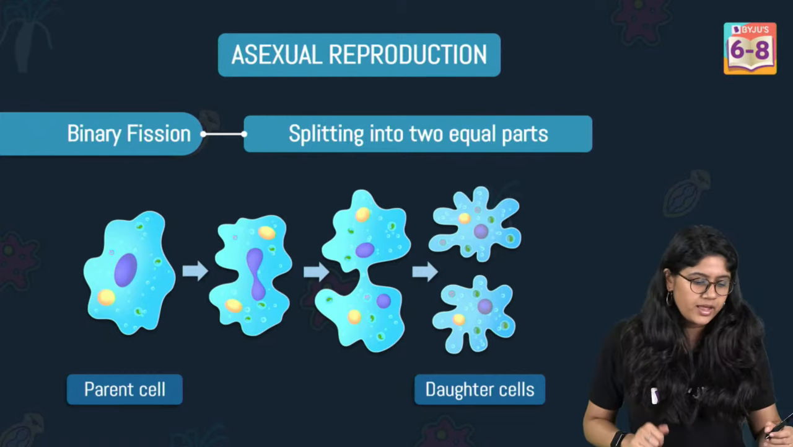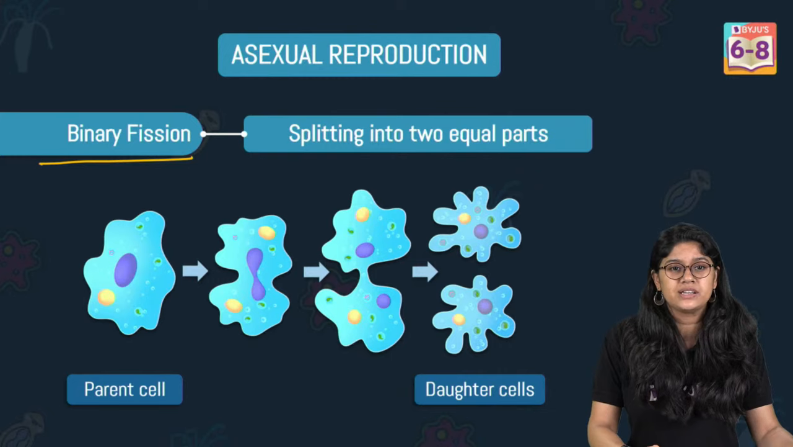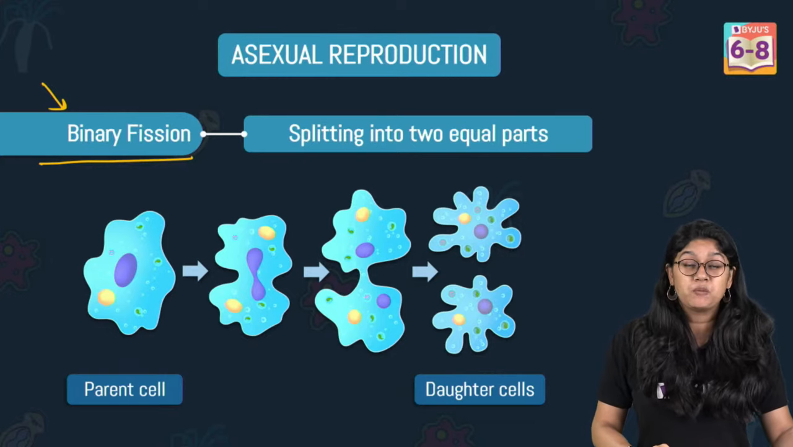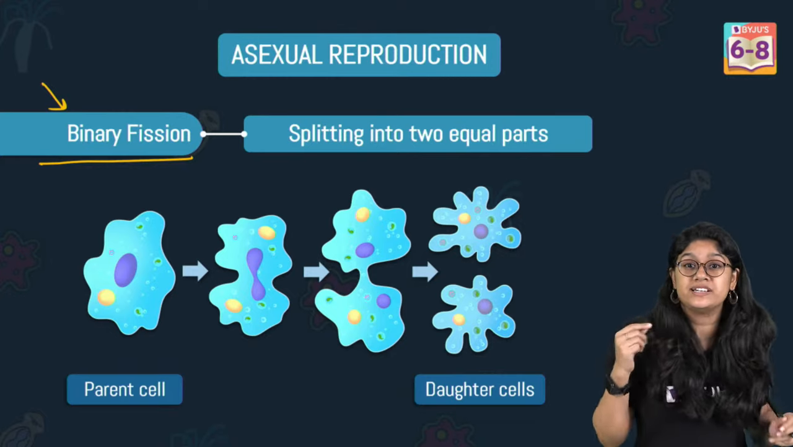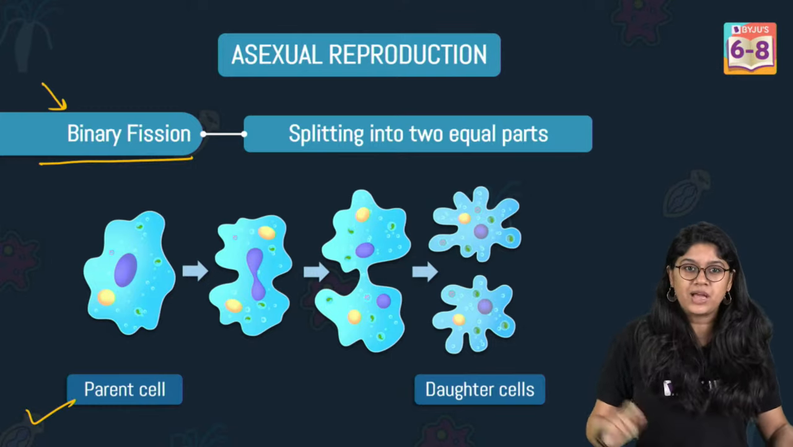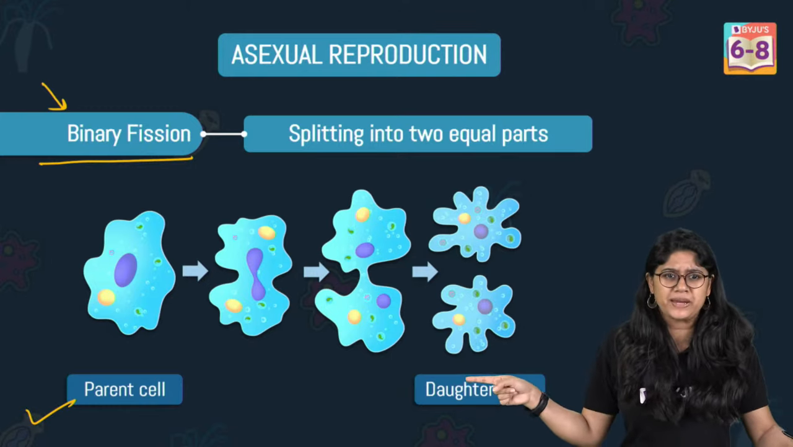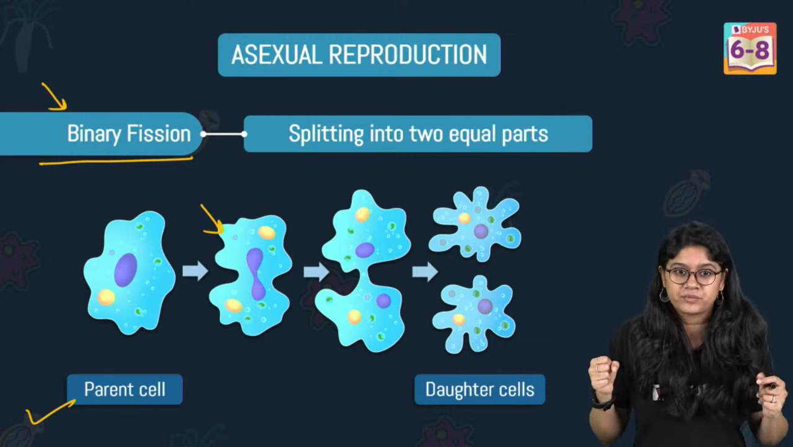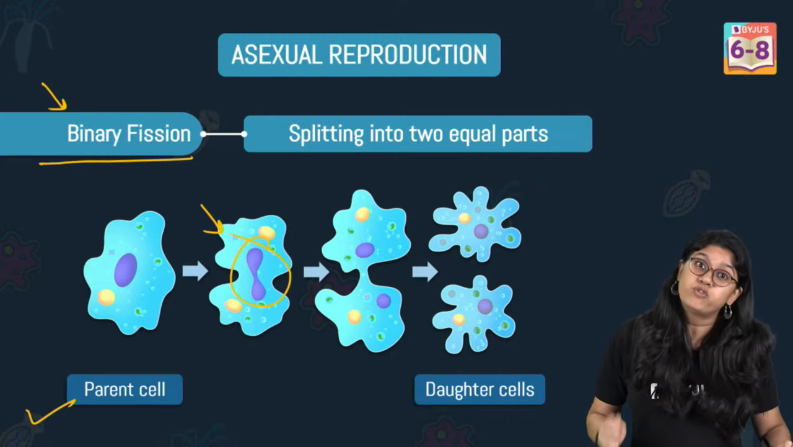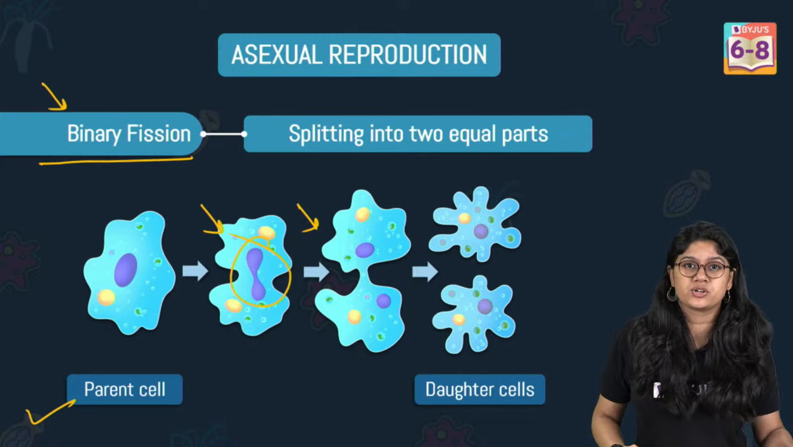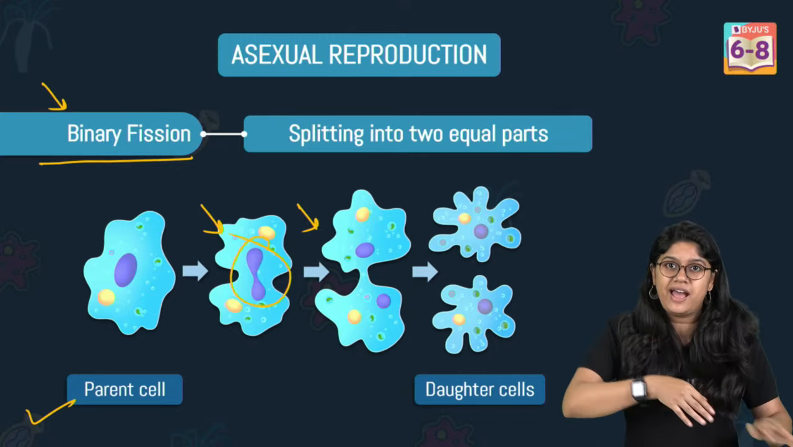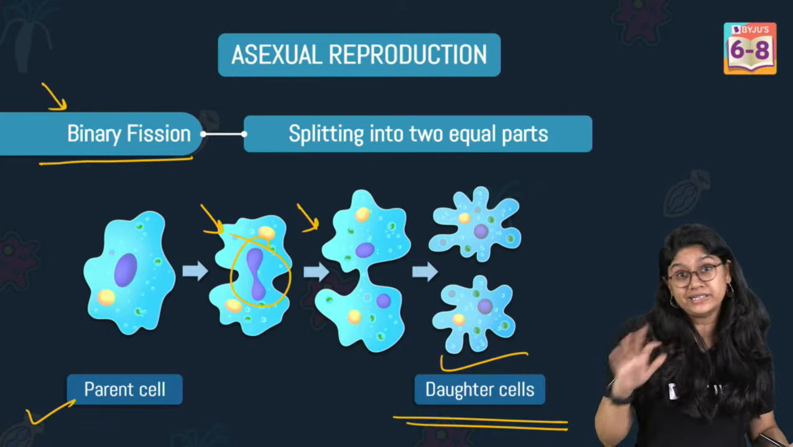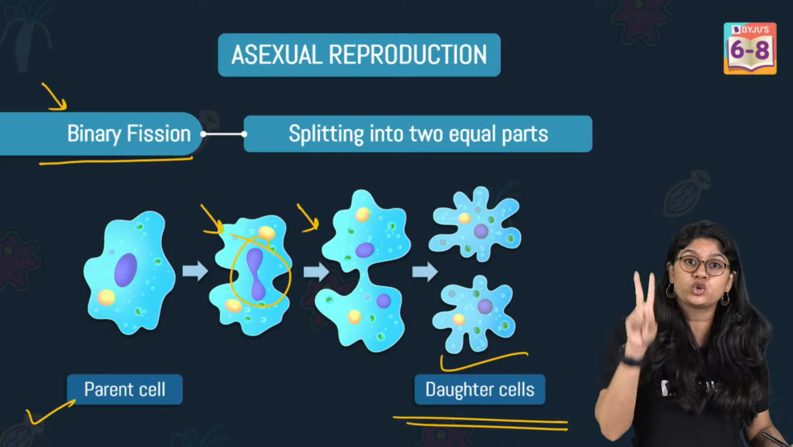Now, let's take a look at the amoeba's reproduction. Amoeba reproduces by using the very simple method of binary fission. Binary fission means splitting of the cell into two. Here we have a parent cell. First, we can see the nucleus dividing, followed by the cytoplasmic division. When the nucleus is dividing, then the cytoplasm will divide and eventually we have two daughter cells. Just by simple splitting, amoeba will be producing two daughter cells.